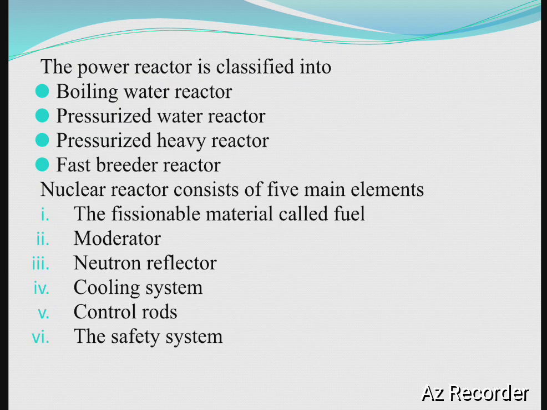So the nuclear reactor is classified into four types, which are boiling water reactor, pressurized water reactor, pressurized heavy water reactor, and fast breeder reactor. A nuclear reactor consists of main elements, which are the fissionable material called fuel, moderator, neutron reflector, cooling system, control rods, and the safety system. So these six are the main components or the elements of a nuclear reactor.